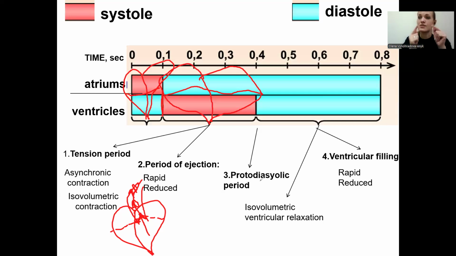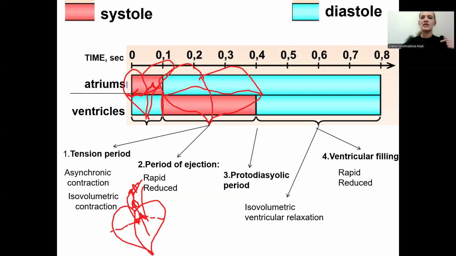This is the first and second sound, or lab and dub. The first sound we hear happens during the tension period, when these walls, the valves here, will be closed first. After contraction, we increase tone, and they will be closed. It will be the first sound, the lab sound.